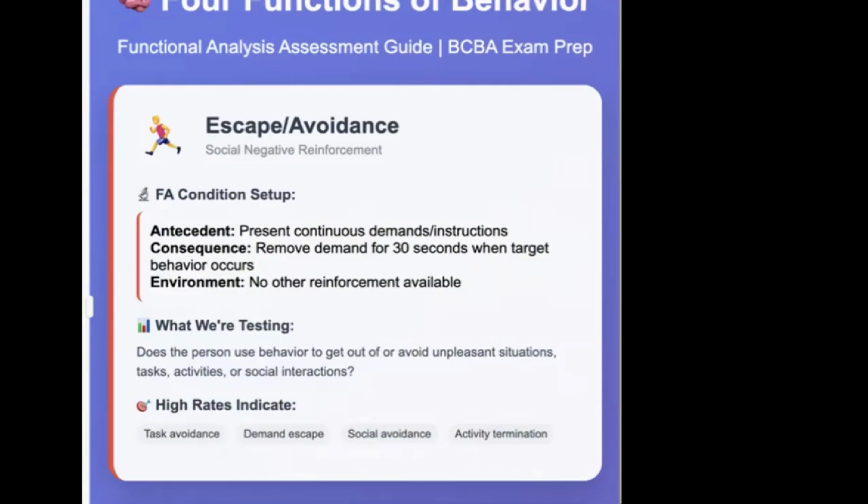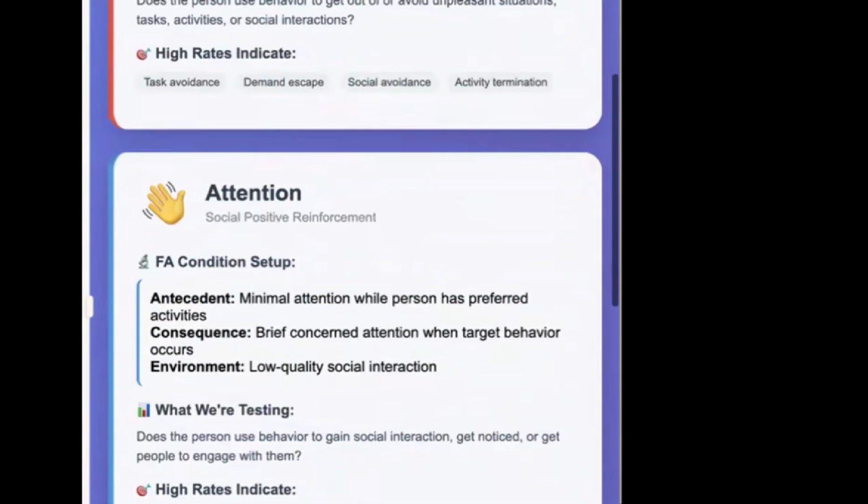Some key words that might be on the exam: task avoidance, demand escape, social avoidance, or activity termination. And these are all valid reasons why someone might want to escape. The escape part alone isn't the problem that we're trying to fix. It's just how they are indicating that they want to escape. So instead of potentially dangerous behaviors, we want to replace that and still say, yes, you can escape, but let's do it in this way instead, using a picture card or vocalizations if possible.